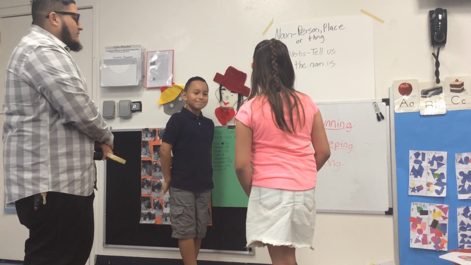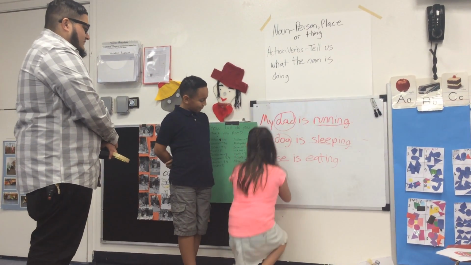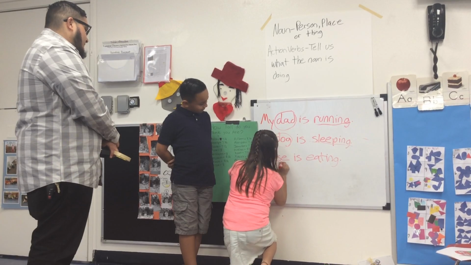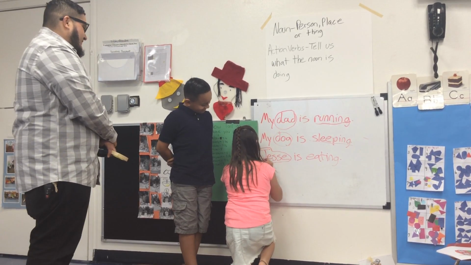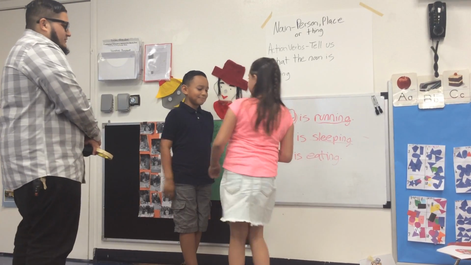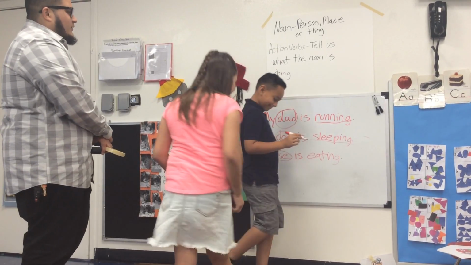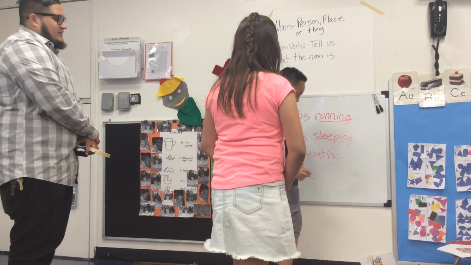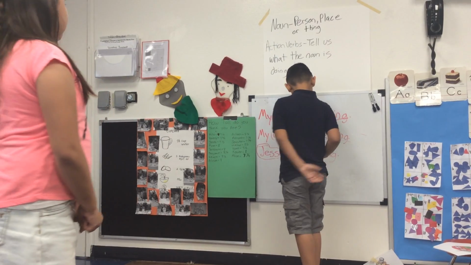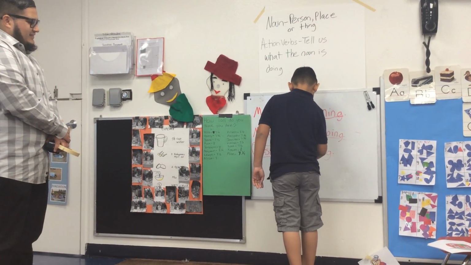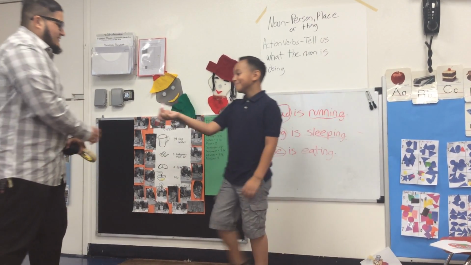So circle the word Jesse. Go ahead and hand over that marker to Zeke. All right. So what's the action verb in this sentence? What is Jesse doing? He's eating. Correct. Good job, buddy.